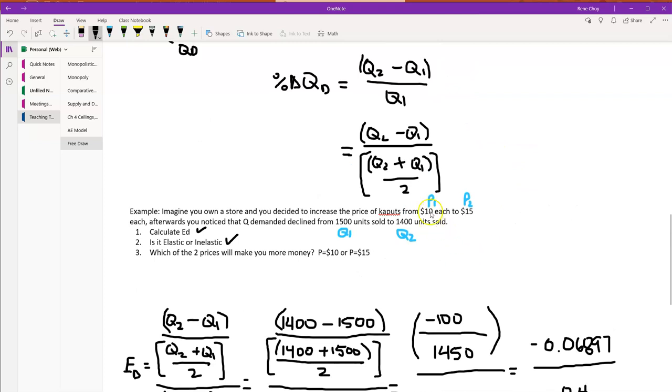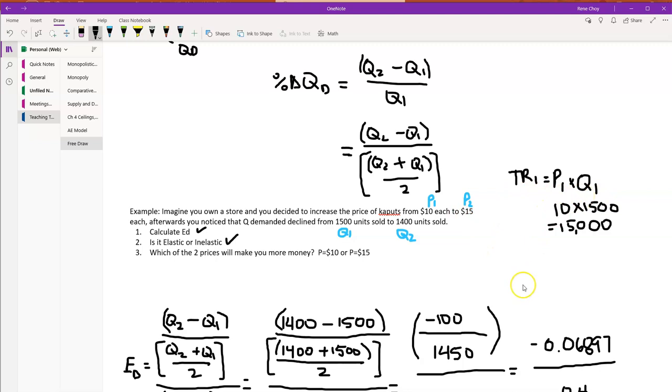All right, so let's take a look at these price quantities that I have. If I were to use price 1 and quantity 1, my total revenue, or the amount of money that I'm going to be making from the sale of my kaputs, is going to be 10 times 1,500, or 15,000. So that's how much money I'm going to be making if I follow my first price quantity strategy.